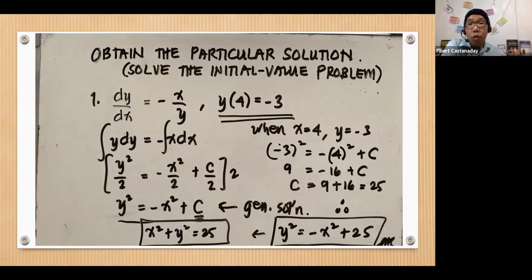Okay, so that's how you solve initial value problems. Prior to arriving at a particular solution, the first solution that you get is the general solution. It contains the arbitrary constant C. Okay, questions?